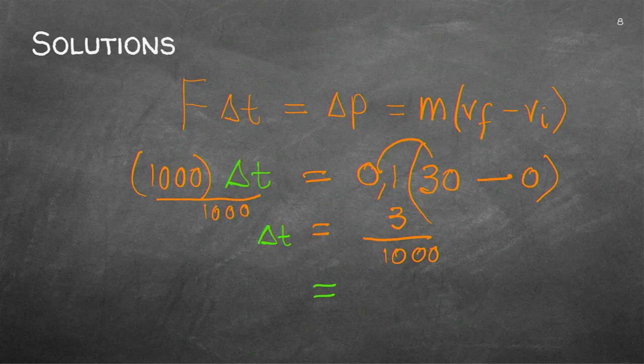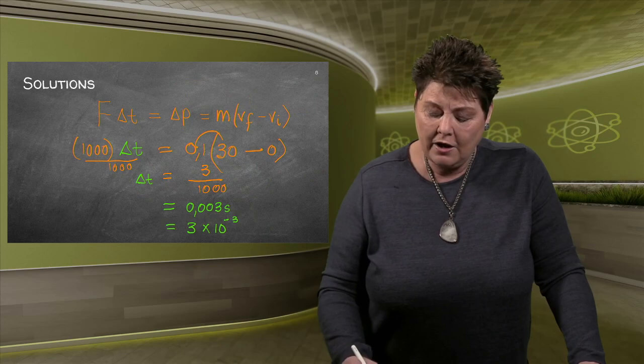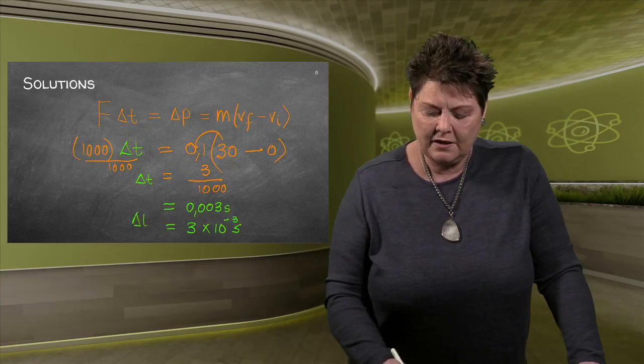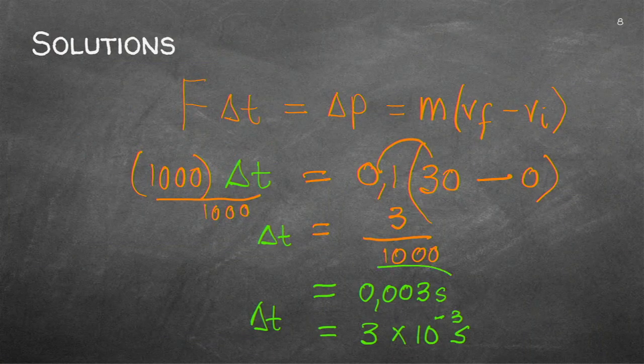And now, guys, have a look. You can either write it down as a decimal in seconds, or you can write it down as an exponent. So you can have either of these, 3 times 10 to the power of minus 3. Either of these two answers would be the correct way. So delta t, the time the club and the ball are in contact, will be 0.003 seconds. And we know it's a very fast action.